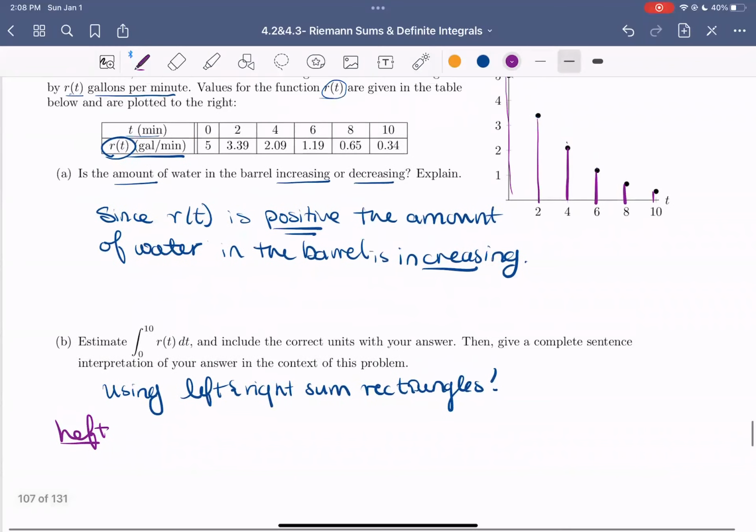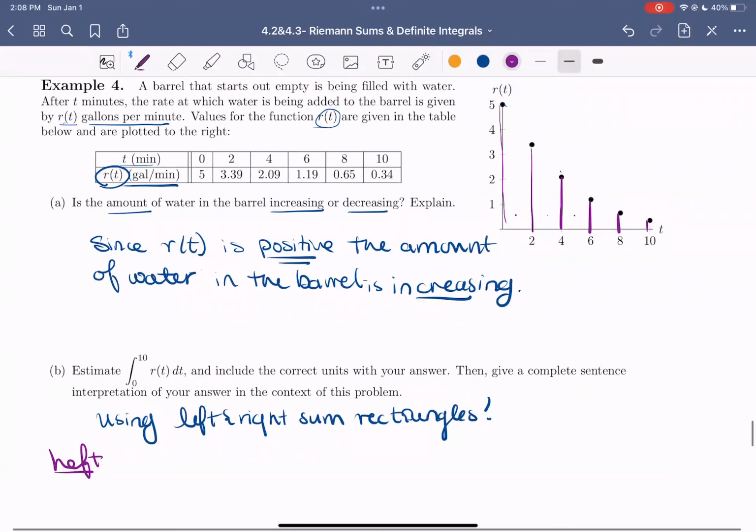Using the left sum, we have 1, 2, 3, 4, 5 rectangles. So this will be a left sum using 5 rectangles. The heights are going to take place at these left-hand endpoints. And now I just need to compute the area. The area of these rectangles will be R of 0, since the height occurs at 0, which is the left endpoint.